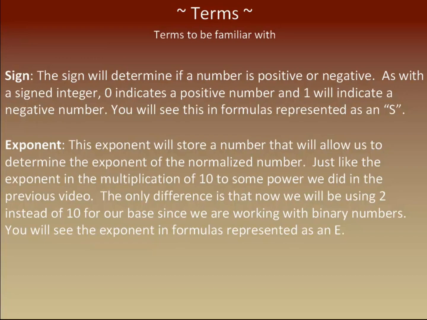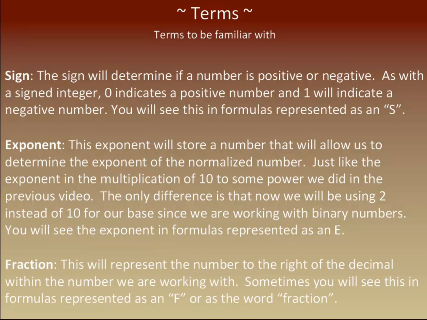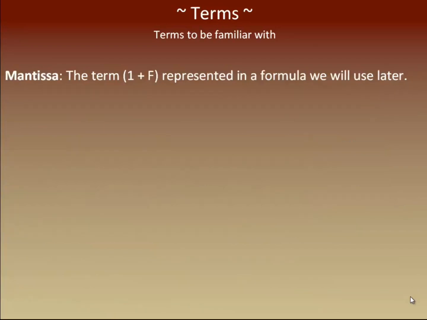You will see the exponent in formulas represented as an E. The next term is fraction. This will represent the number to the right of the decimal within the number we are working with. Sometimes you will see this in formulas represented as an F or as the word fraction. Another term is mantissa. It's just a representation of 1 plus the fraction. It should make sense by the end of this video.